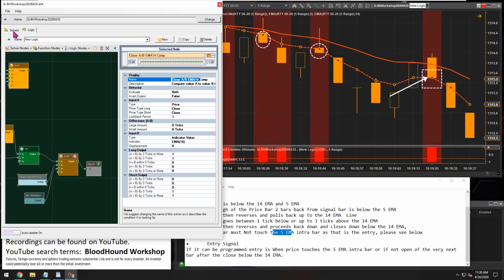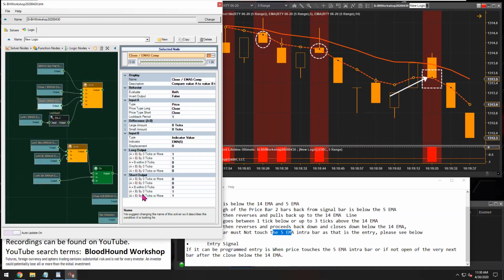So let's grab, actually I wonder if, yeah, it's very close to this solver that we made earlier, right? We're comparing the close to the EMA, but in this case, we need the close to be above for a long or below for a short, right? So if we look at this, for a short output, in other words, for a sell condition, we want A to be less than B, right? So we want the close to be less than our EMA5, but we're actually looking for the opposite condition, right?